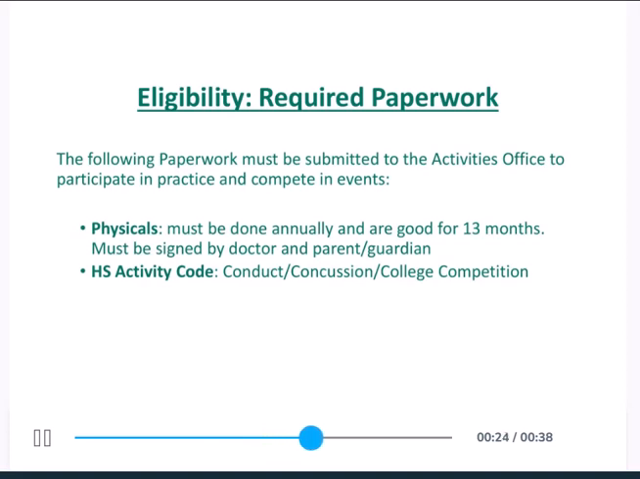Also, you need a high school activity code completed and signed every year. These need to be done yearly. They include conduct, concussion protocol, and our policy on college competition that was just previously covered.